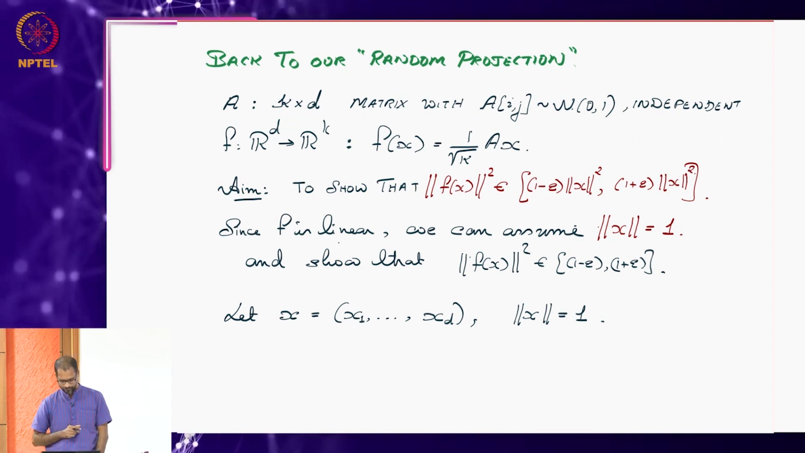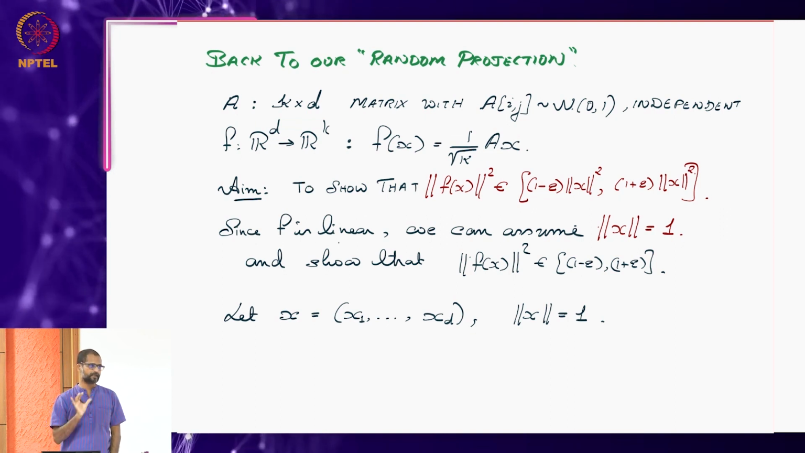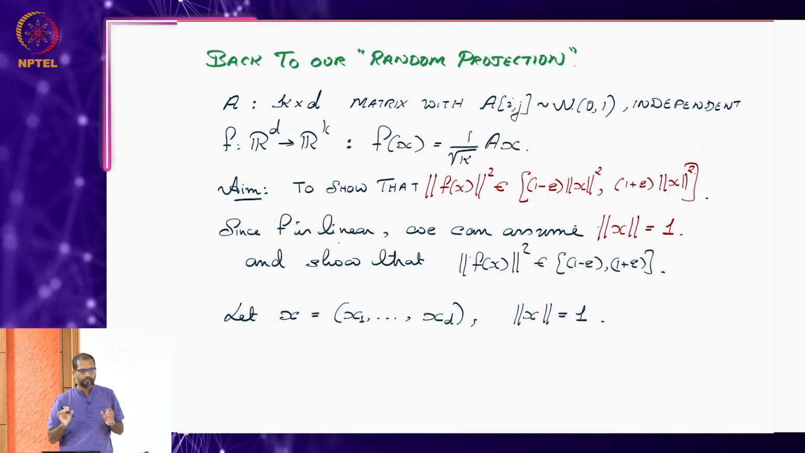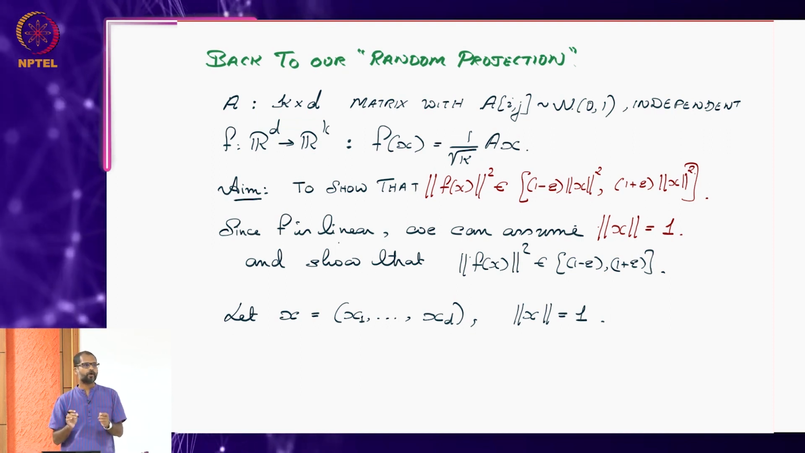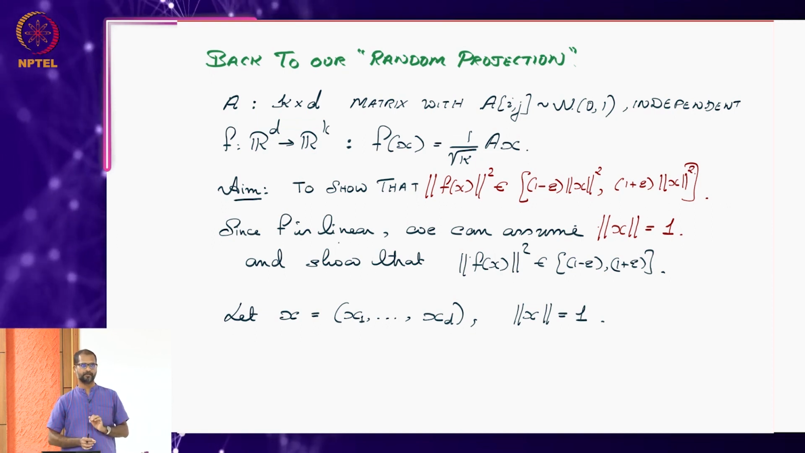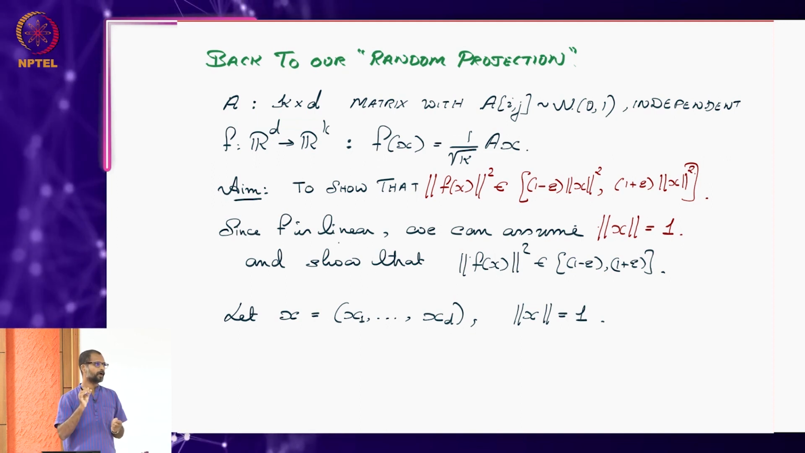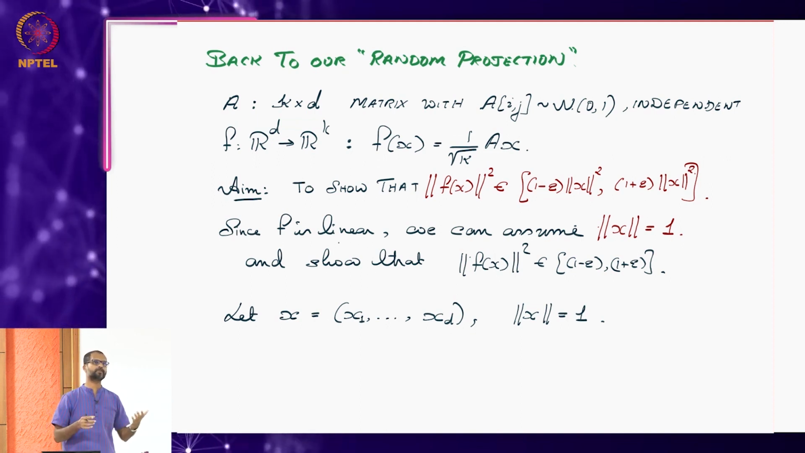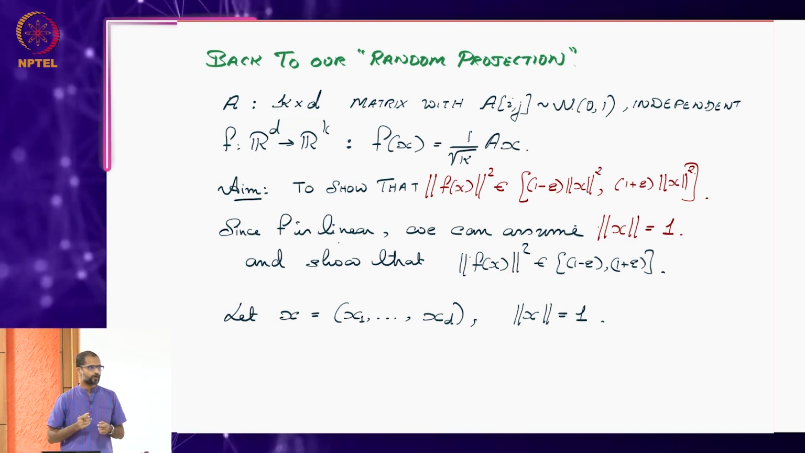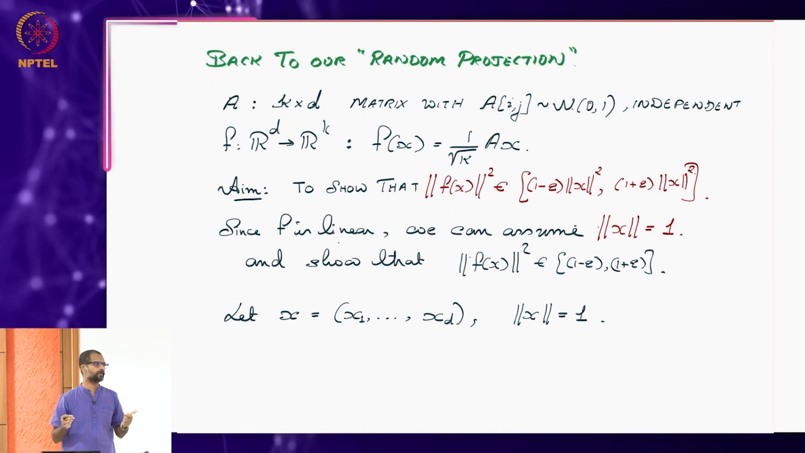Now, what we have to show is that pairwise distances are preserved, approximately at least. But now let us simplify the problem a bit and ask this question: take some arbitrary vector x, and under this projection this x will go somewhere. How does the length of this new vector compare with the old vector? Think of this x as a candidate for one of the n choose 2 pairwise vectors.